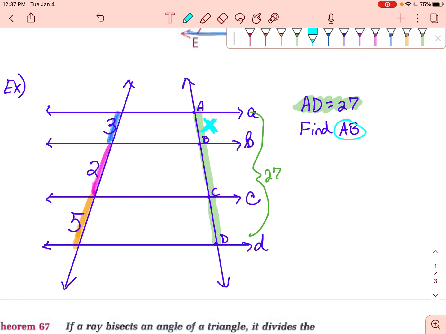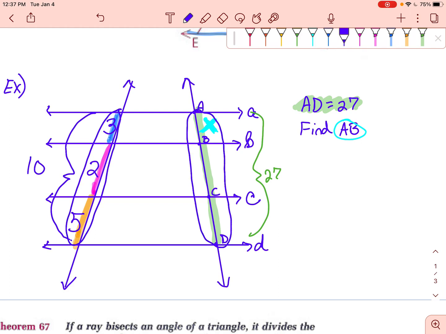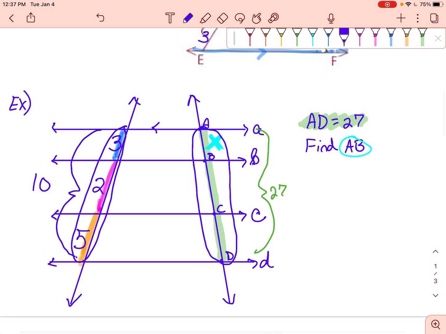So we could do this one of 2 ways. We could take a look at each piece and try to find each piece, given that that's 27. Or I can just add all of these up together. So I know that the blue, the pink, and the orange together is 10. So this segment right here is 10. This segment over here is 27, and because these lines are parallel, which I promise they are, it divides these chunks into proportionate segments.